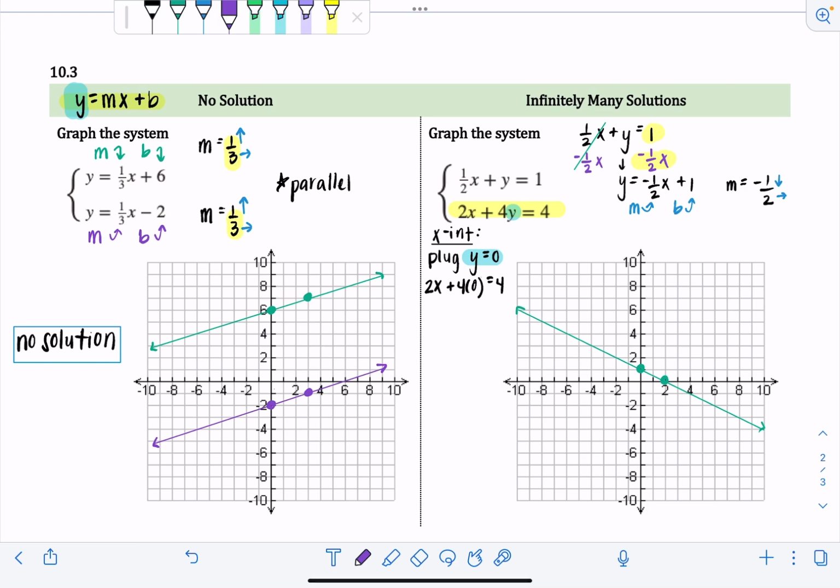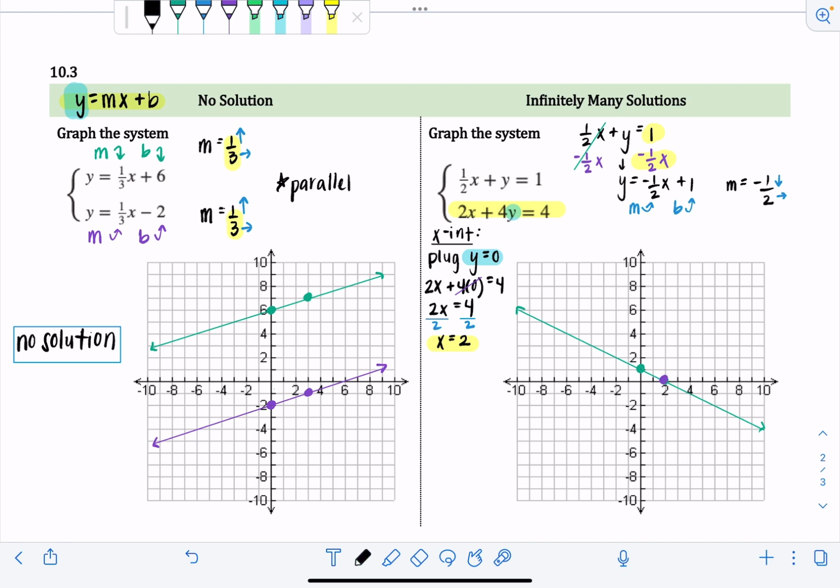And then 4 times 0 is just 0, so that doesn't mean anything, so I can just cross it off. And then 2x equals, I bring down my 4, and then I'm trying to solve for x, so I'd have to divide both sides by 2. And then 4 divided by 2 leaves me with 2. So that's my x-intercept. Then I can go to my graph and put a point on the x-axis since it's the x-intercept. So that would be right here.